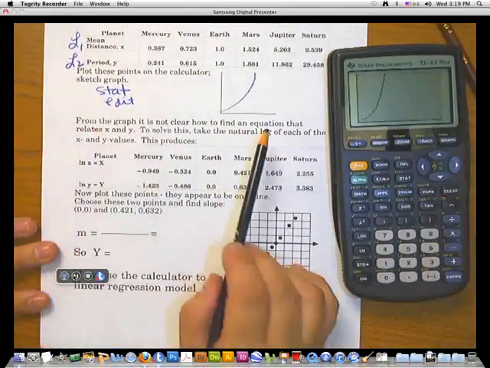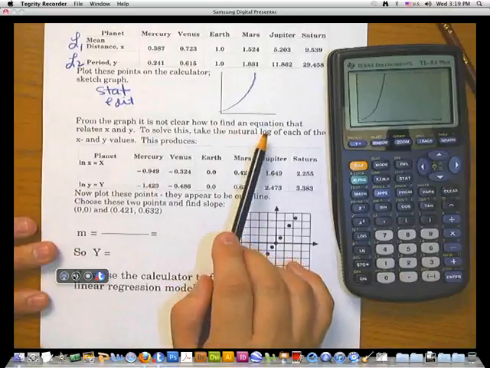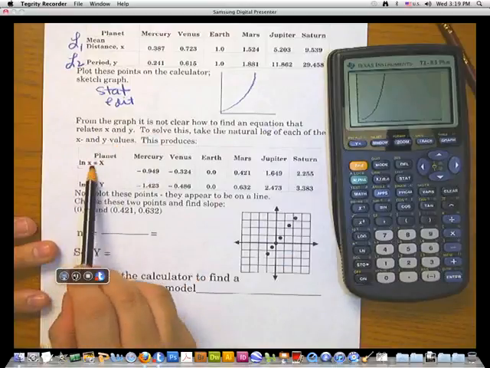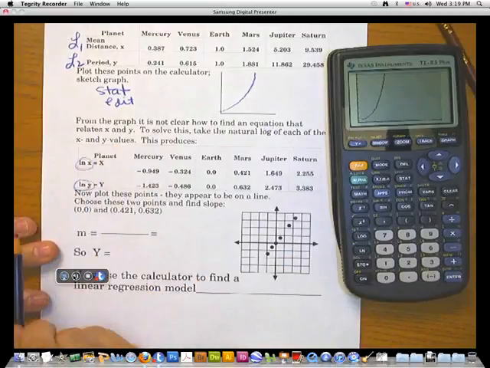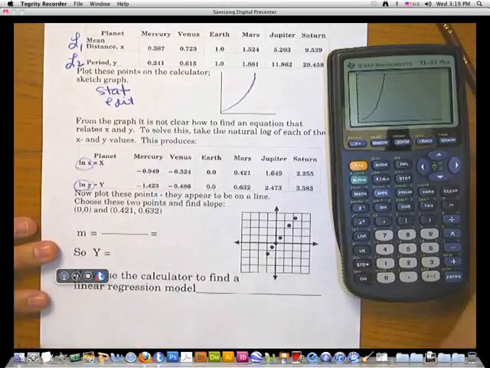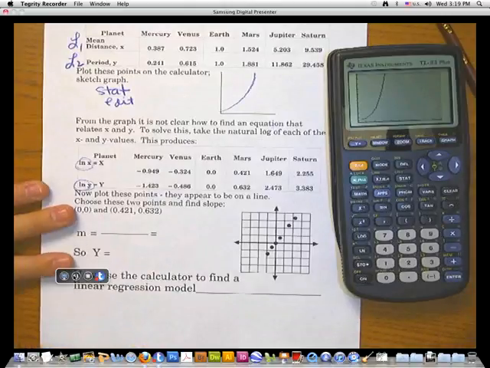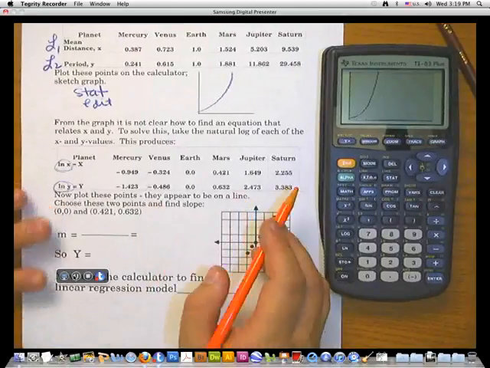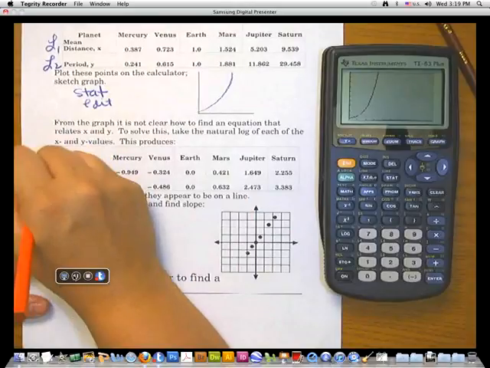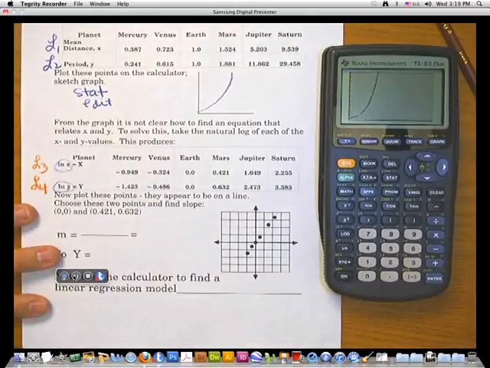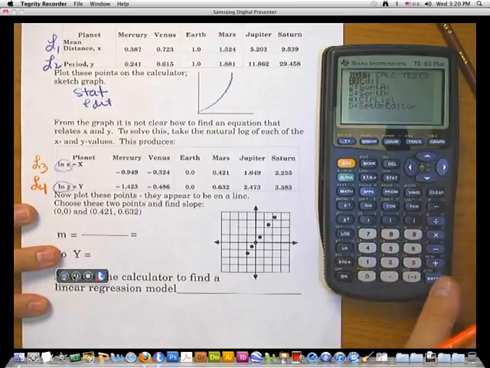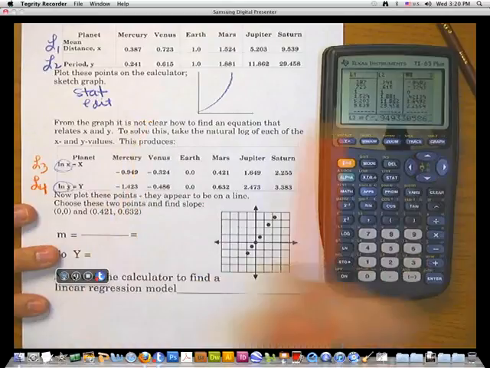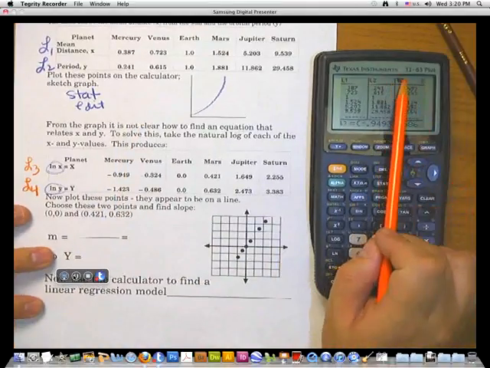Now it says, from the graph, it's not clear how to find the equation. So what we're going to do is take the natural log of each of the values. We're going to take the natural log of X, and the natural log of Y. There's a very simple way to do this without having to retype these numbers in, and that's to go to your L3 column and your L4 column. So under Stat and Edit, you're going to arrow up to the top of L3.